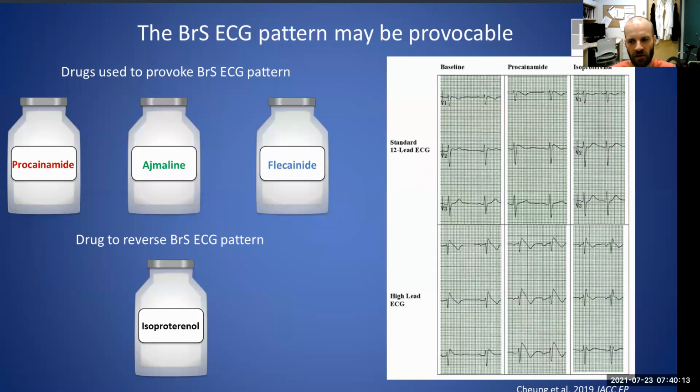And so when you're doing your research projects, you may see ECGs that have been performed during procainamide challenge, so during the administration of procainamide, and that's what this is all about. Procainamide being given to try and elicit a Brugada pattern.